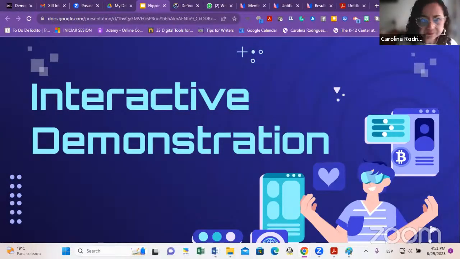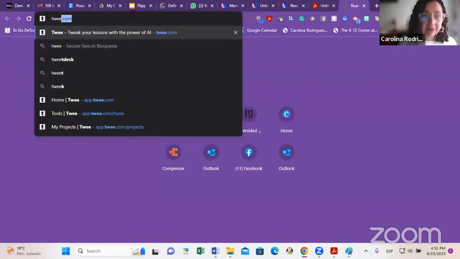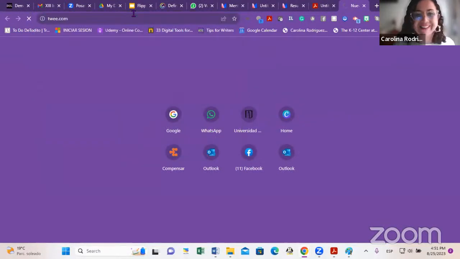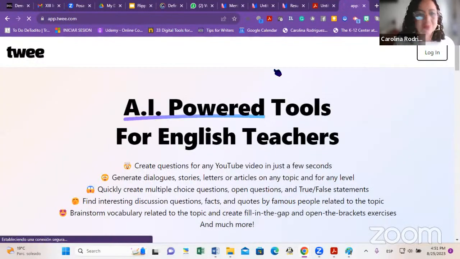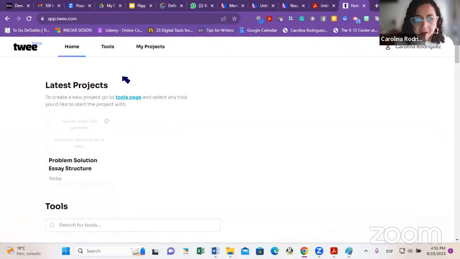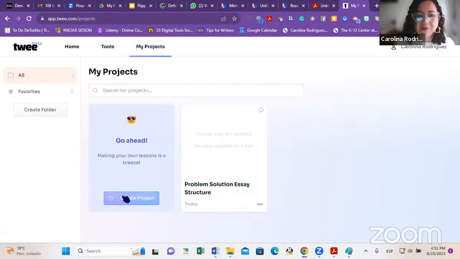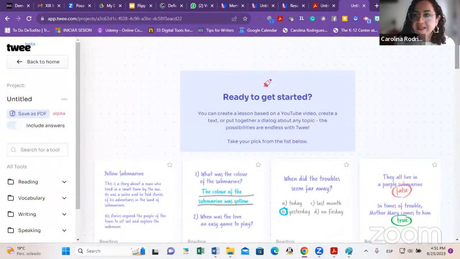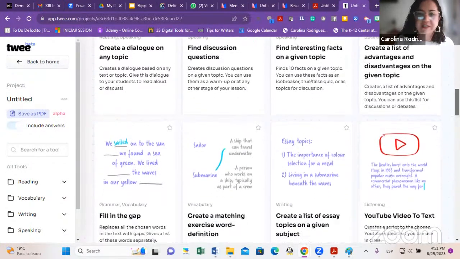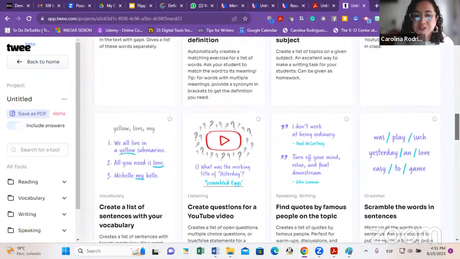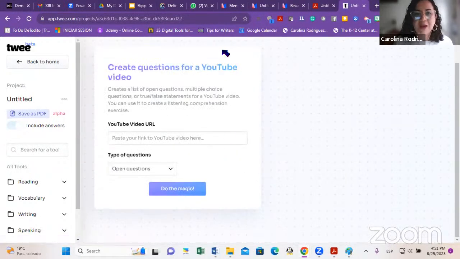So let me show you really quickly. I think I have just enough time. I'm going to show you how fast we can design an activity with one of these artificial intelligence tools. This one is Twee, TWEE.com, right? And so you can go into your project. So I'm going to create a project. And here, Twee gives you a lot of possibilities, right? Create a list of advantages and disadvantages. I just want to show you one that I love. Create questions for a YouTube video, right? Okay, so I chose the activity.